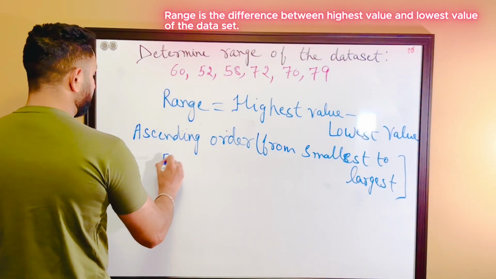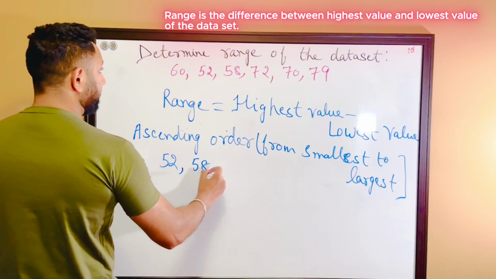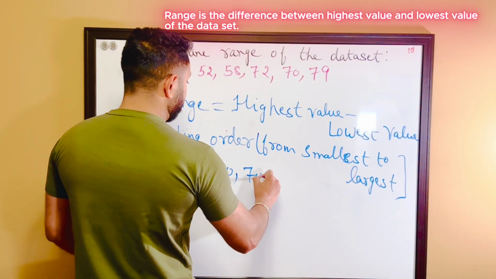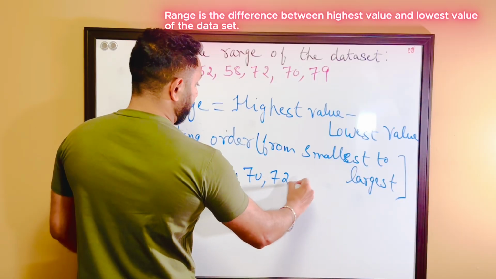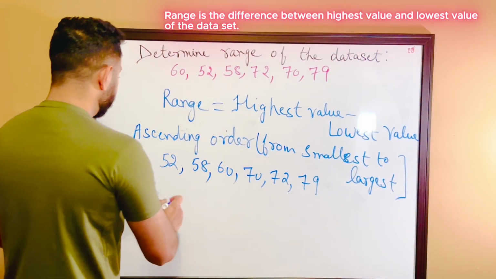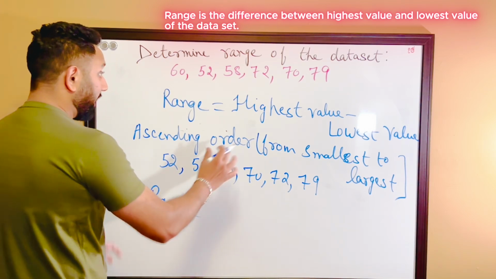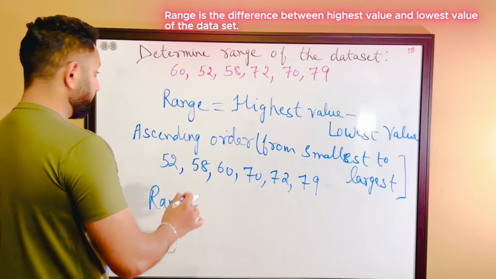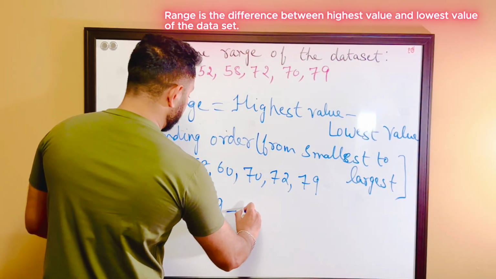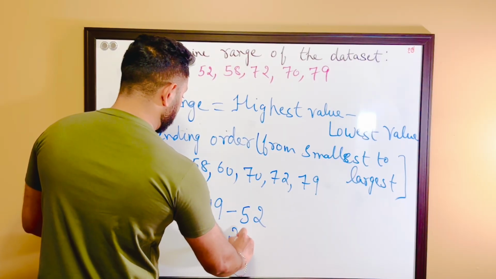That means 52, 58, 60, 70, 72 and 79. So range is highest value minus lowest value. So that means 79 minus 52. So it comes out to be 27.